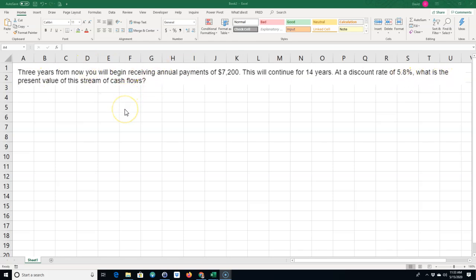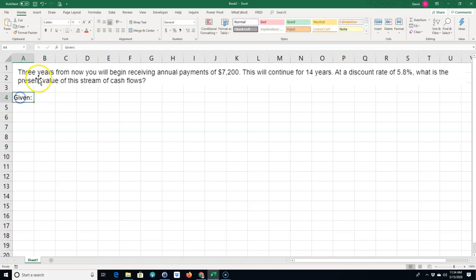So we're saying I'm going to be getting $7,200 starting exactly 3 years from today. That's going to continue for 14 years. And I want to know what's that worth to me? How much would I pay for this if I could earn 5.8% on my money somewhere else, or if I require 5.8% on my investment? All right. So let's go ahead and put this in here.